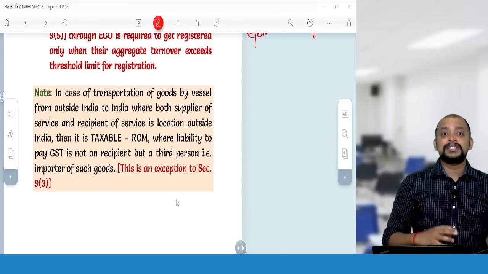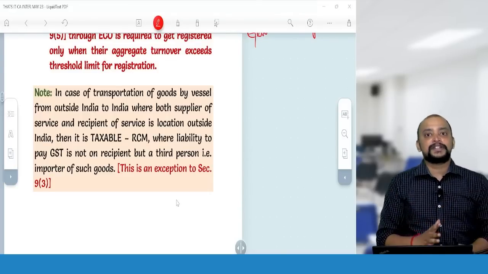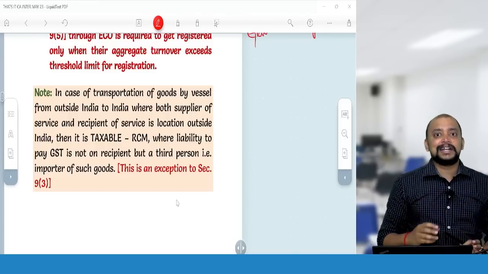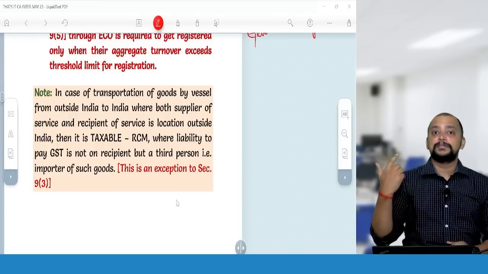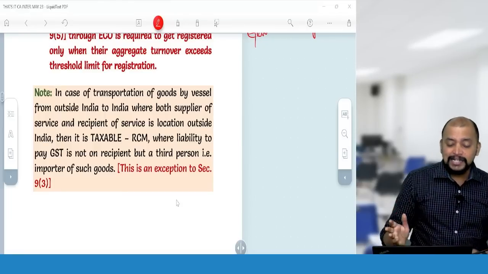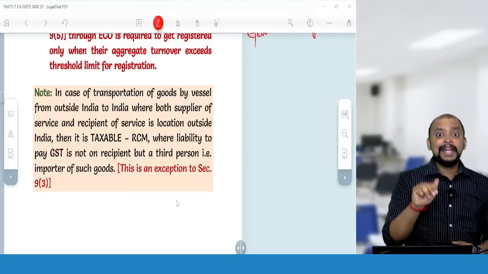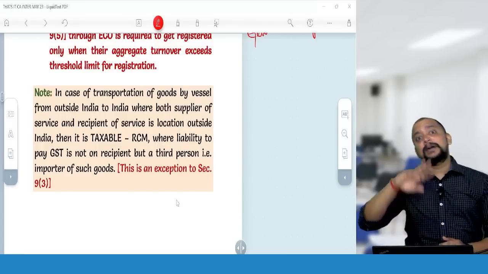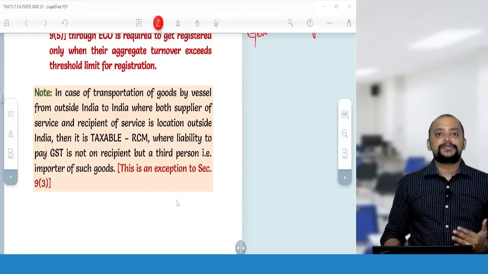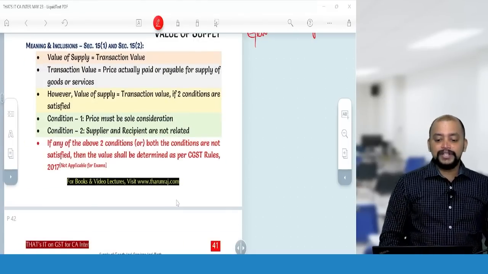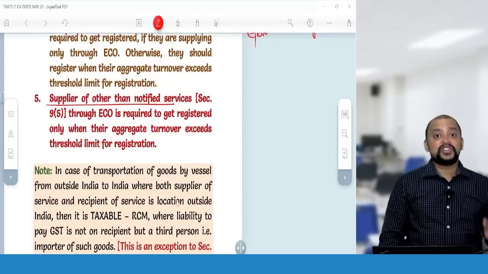That importer of goods is neither the supplier of service nor the recipient of service. That importer of goods, who is in the corner, is required to pay GST under RCM. This is an exception to 9(3), because in case of 9(3), the liability to pay GST is on the recipient, but in this exception, it is neither supplier nor recipient, but some other person who is paying, that is the importer of such goods. That's why this is an exception to section 9 subsection 3. So with this, we have completed section 9.